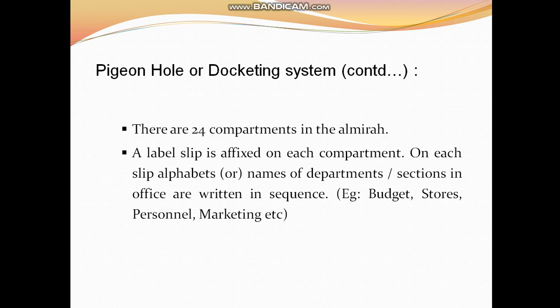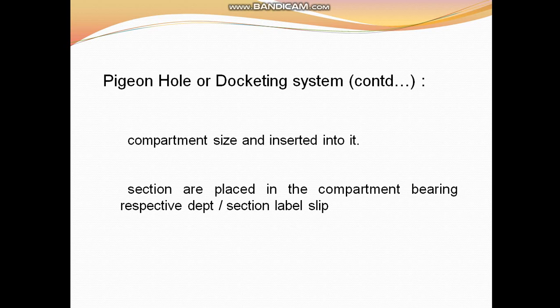A label slip is affixed on each compartment, and on each slip alphabets or names of the department or section in the office are written in sequence. Example: budget, stores, personnel, marketing, etc. In the pigeonhole or docketing system, papers are inserted into the compartment bearing the respective department or section label slip.